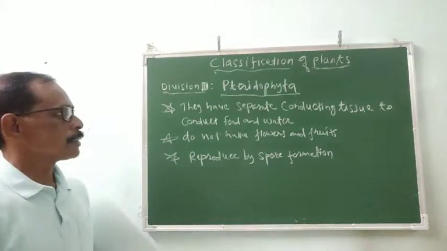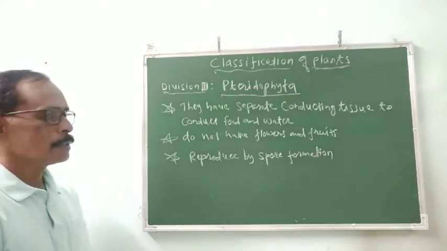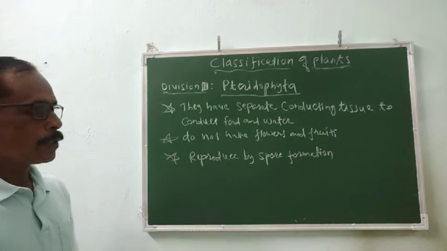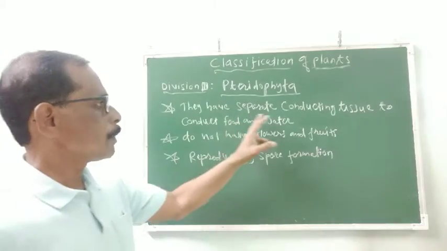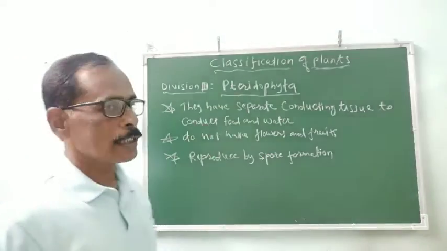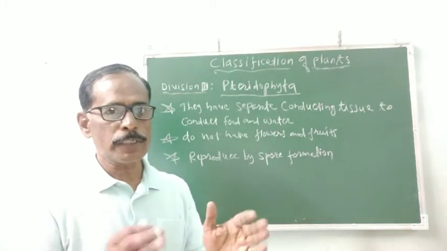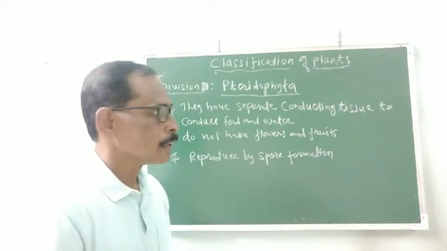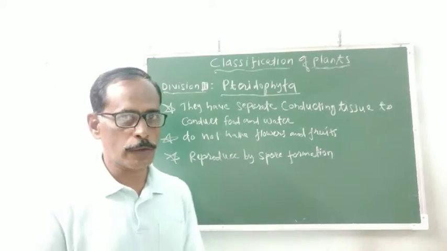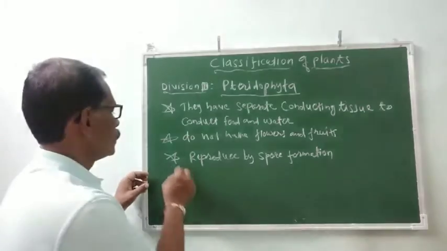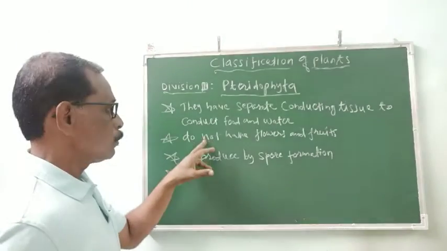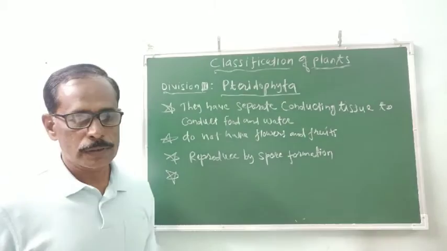These are some characters of the pteridophytes. The main character of the pteridophytes is that they have the separate conducting tissue to conduct the food and water. This type of tissue does not exist in the bryophytes and the thallophytes. They do not have flowers and fruits.